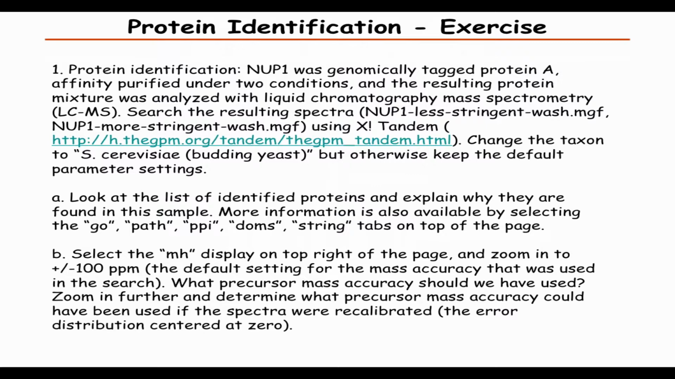We will see some karyopherins, which are easy to understand why they're there. But then we'll see other proteins that you'll have to think about why they are there. And then we'll come back to this later. But did you all find the files?